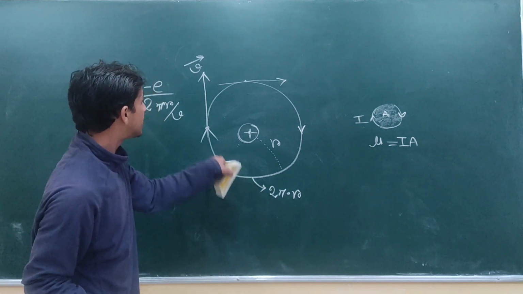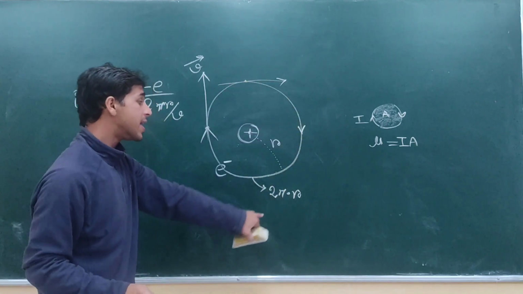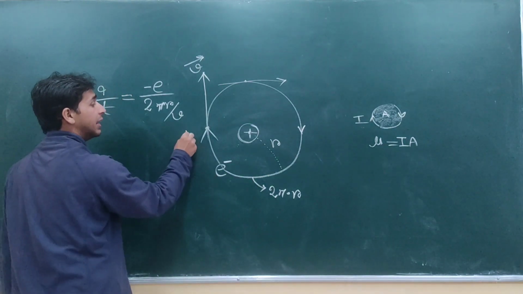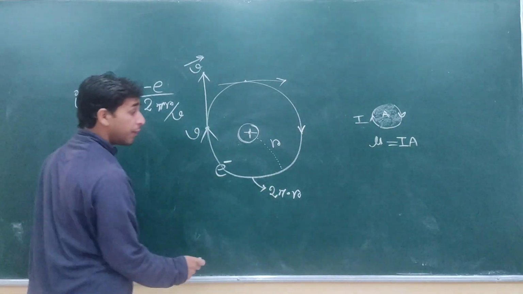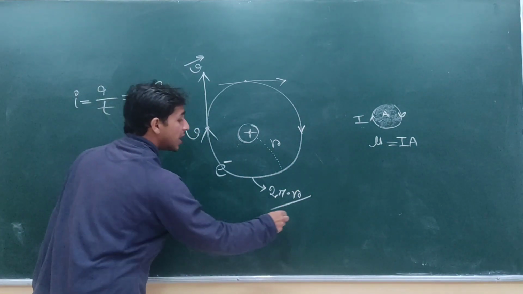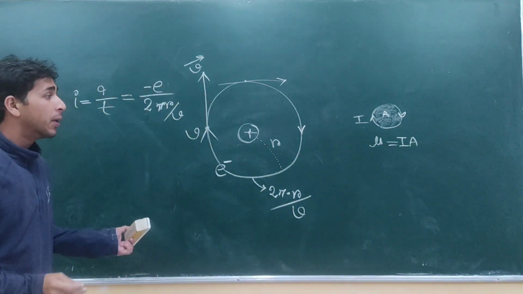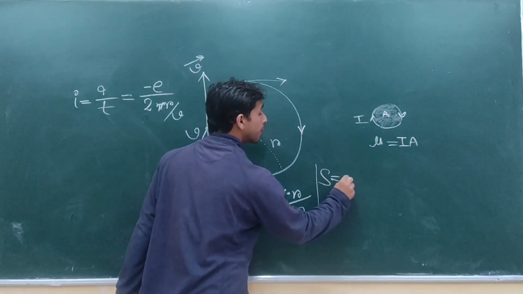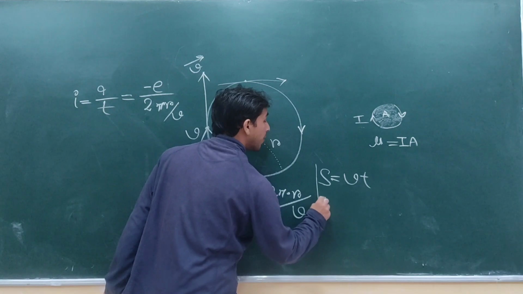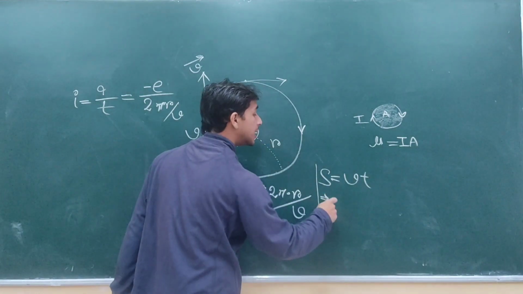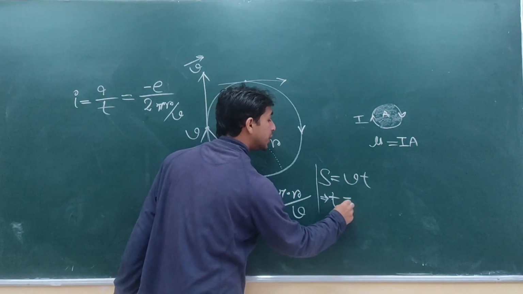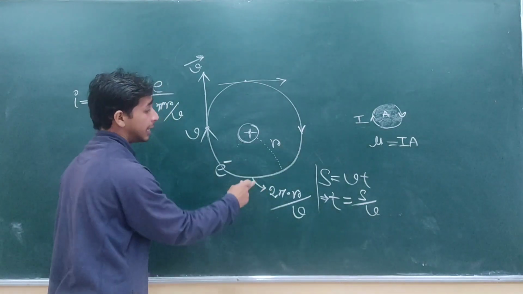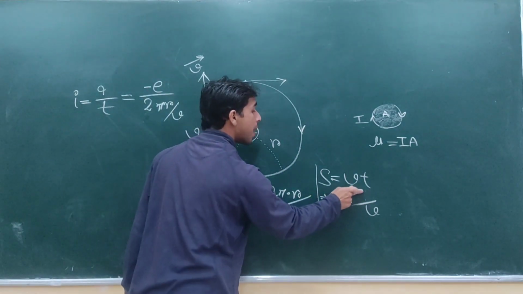That's why this circular length equals 2 pi r, and as the electron is covering this circular path with velocity small v, if you divide this length by velocity, you will get the time. As you all know, the formula for distance is equal to v times t. So if you take v to the other side, you will get the formula for time, t equals s divided by v, and in this case s, or the length of this circle, is equal to 2 pi r.